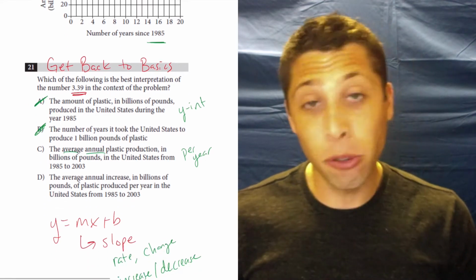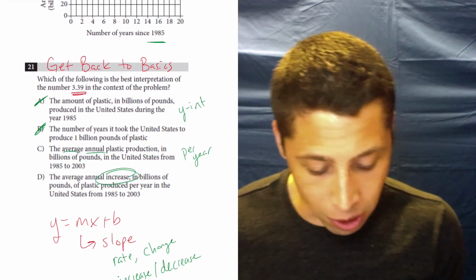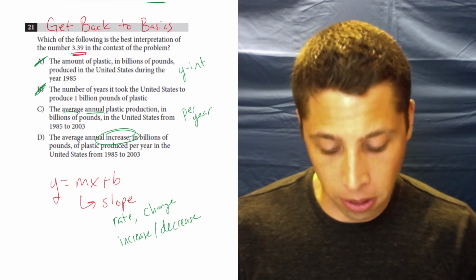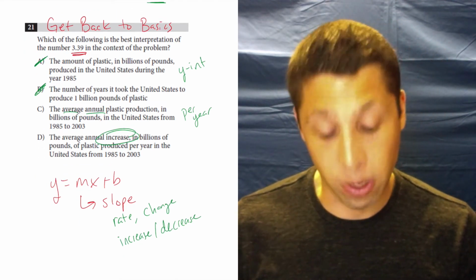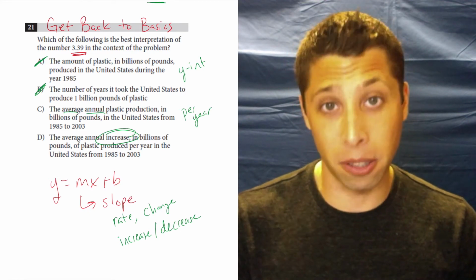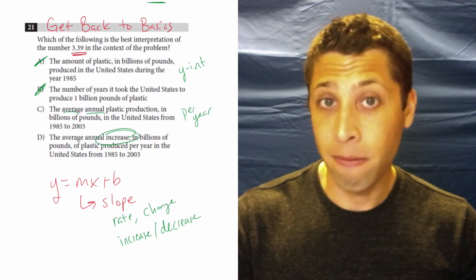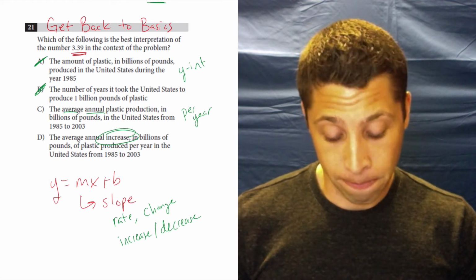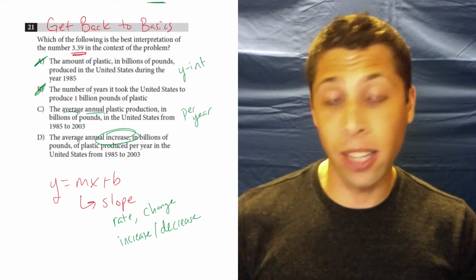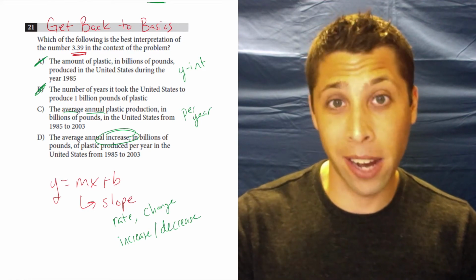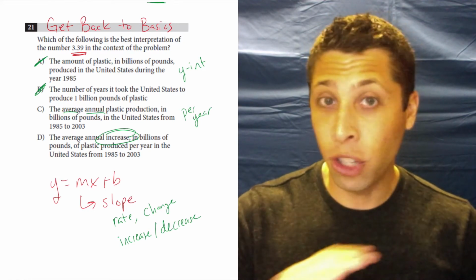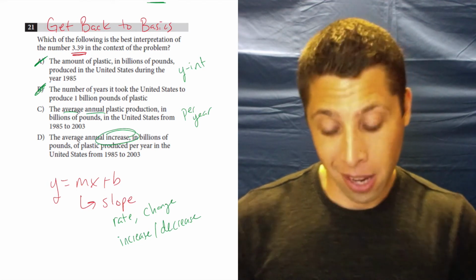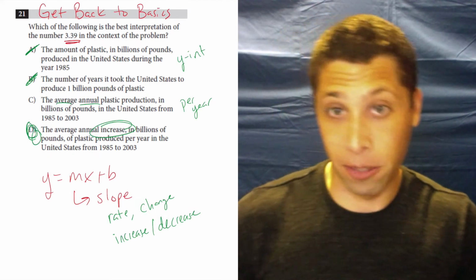And sure enough, they use one of our key words, the average annual increase in billions of pounds of plastic produced per year in the United States from 1985 to 2003. So it's remarkably similar to choice C. Very similar. And if I were confused, because I know that words like increase tend to signify that I'm talking about slope, just based on my past experience with these terms, I would pick D. And that's the answer here.